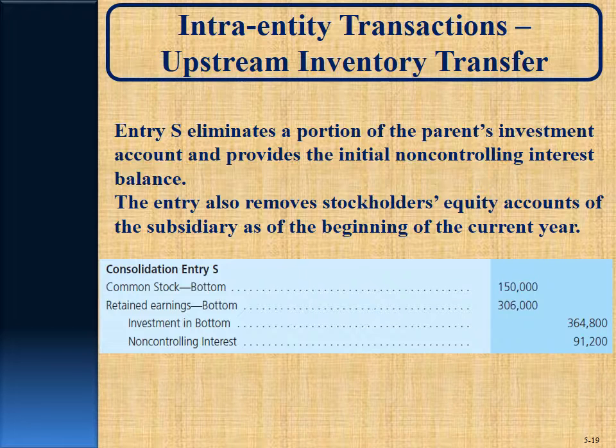150,000 was the common stock of the subsidiary. 310 less the $4,000 retained earnings adjustment. So you need to take that into account before eliminating the subsidiary's retained earnings. That's key. So that asterisk G must be done first before you remove and take out the retained earnings balance of the subsidiary. Then 80% is allocated to bottom and 20% to the non-controlling interest.